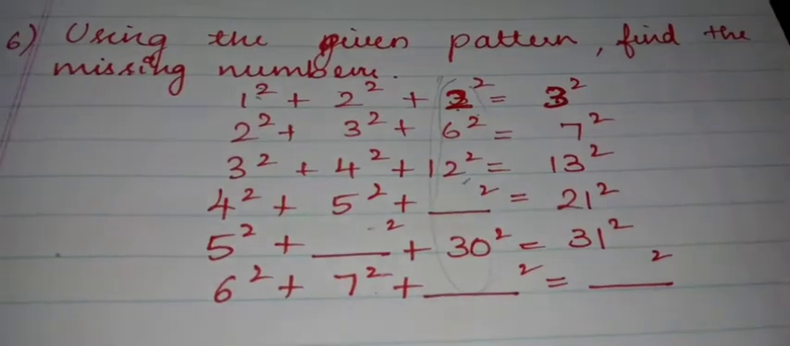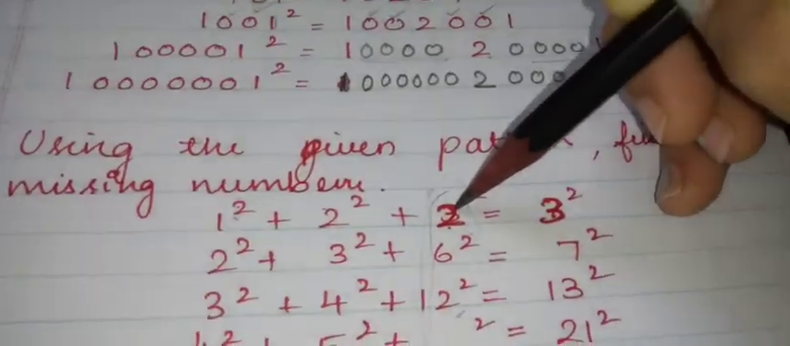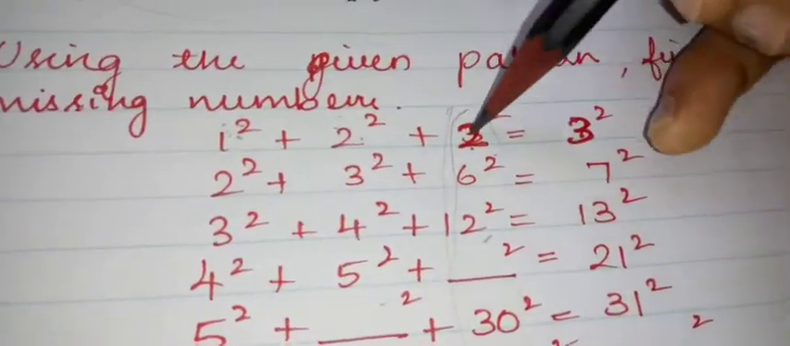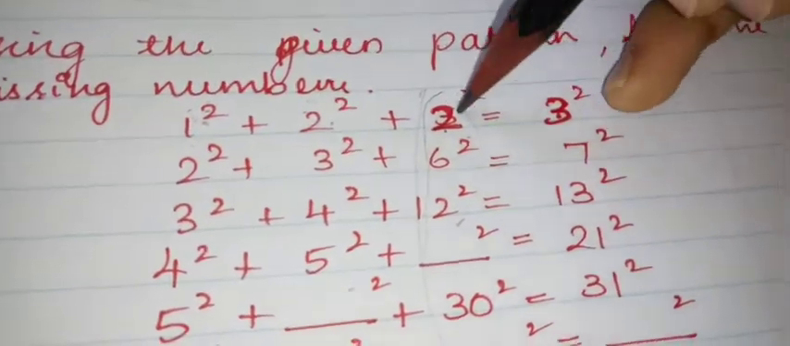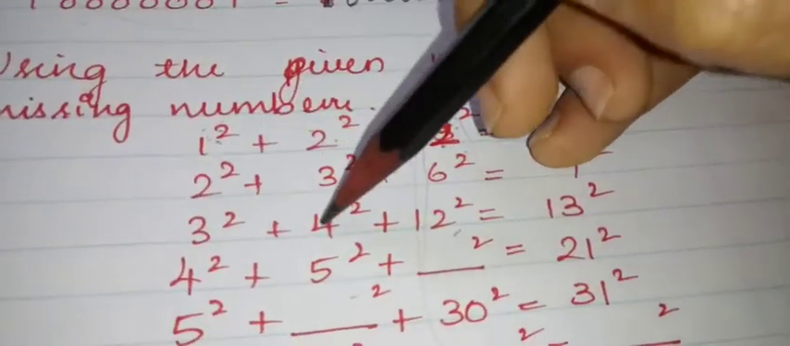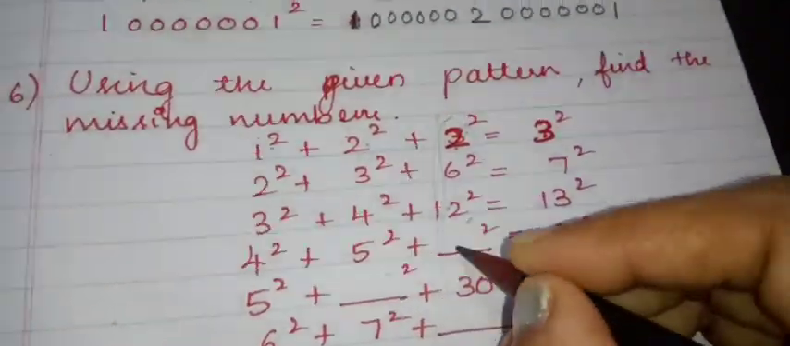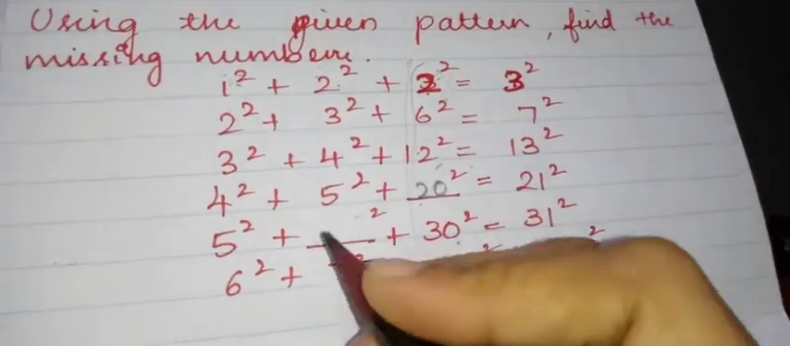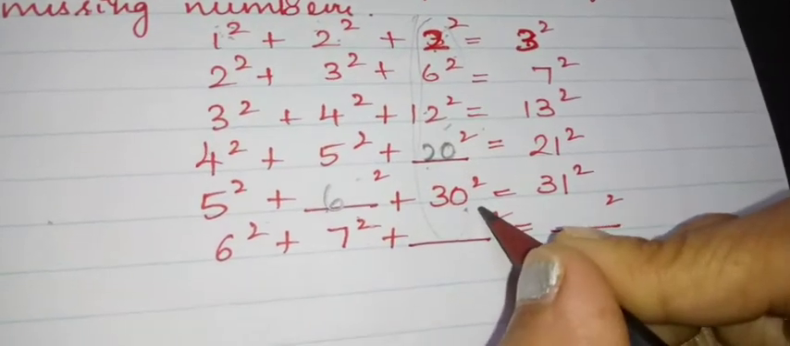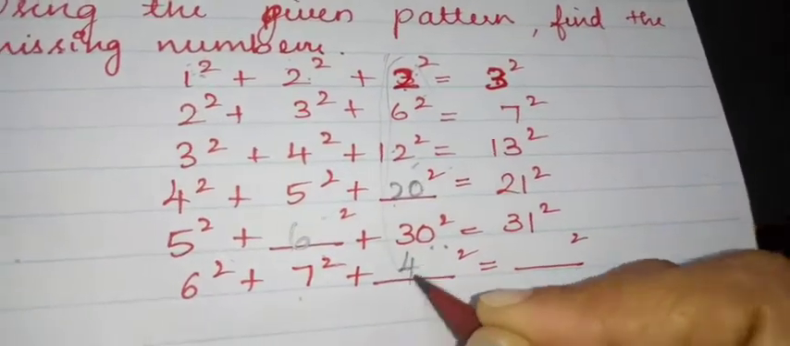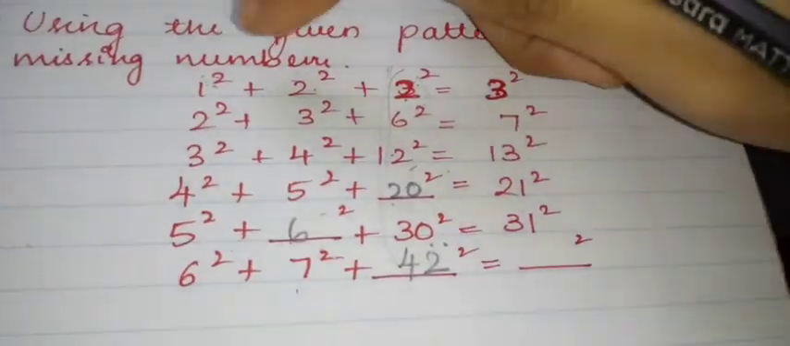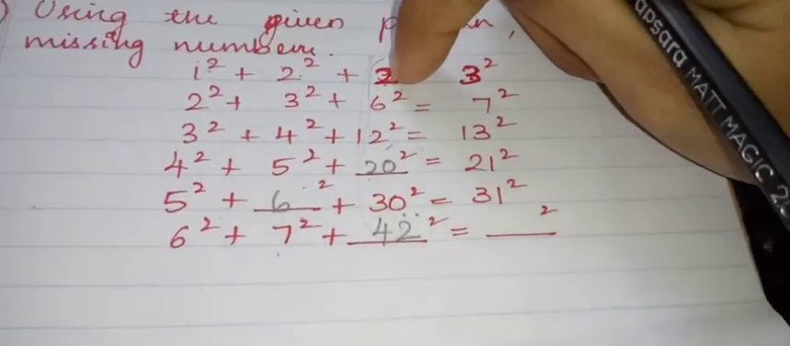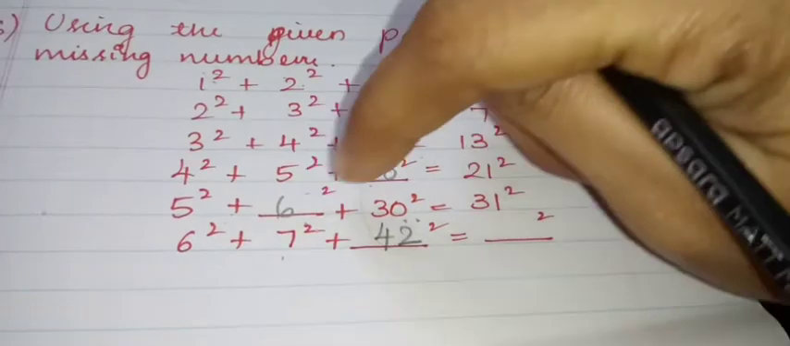How are we saying it is related? Because the third number is the answer of the multiplication of the first two numbers. 1 2s are 2, 2 3s are 6, 3 4s are 12, 4 5s are 20, 5 6s are 30, 6 7s are 42. So what is the relation between the third number and the first two numbers? When you multiply the first and second number, you will get the third number. So we have to find these numbers now.